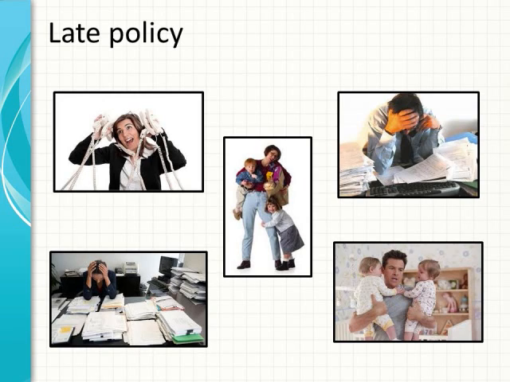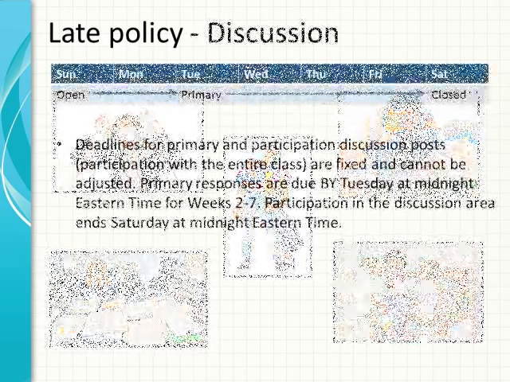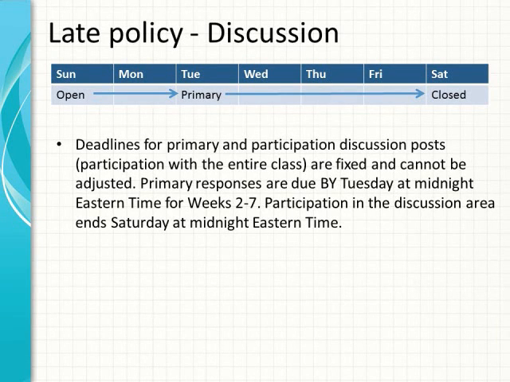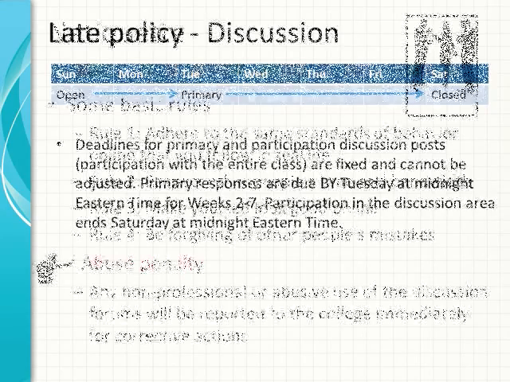Now, having been an online student, I know things can get very hectic very quickly, whether it's work or at home, so we'll have a late policy in this class. Let's take a look at that. The late policy for our discussion: deadlines for primary and participation posts are fixed and they cannot be adjusted. That's because it's not an individual assignment. It's something we complete as a class. Now, our primary response is due by Tuesday at midnight Eastern Time for weeks 2 through 7. And participation in discussion concludes Saturday at midnight Eastern Time.